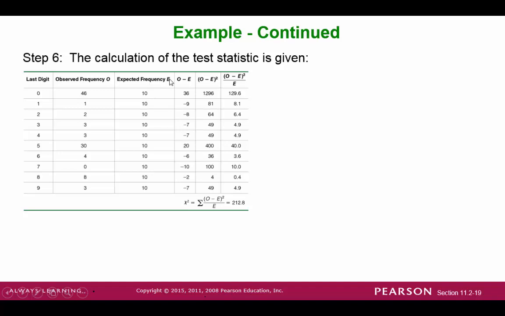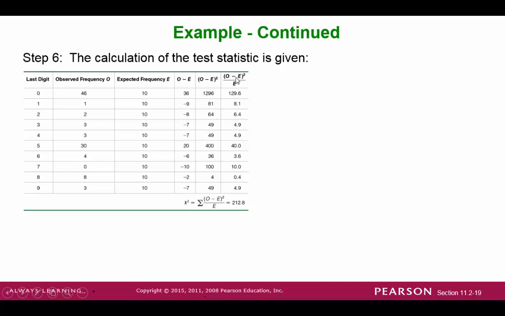We have our expected values. The next column is the observed minus expected values, which is a subtraction problem. 46 minus 10 is 36, 1 minus 10 is negative 9, etc. After we subtract them, we square each of those numbers. Then the observed minus expected quantity squared divided by the expected: that's 1296 divided by our expected value of 10. We got 81 divided by 10 for the second row, etc.